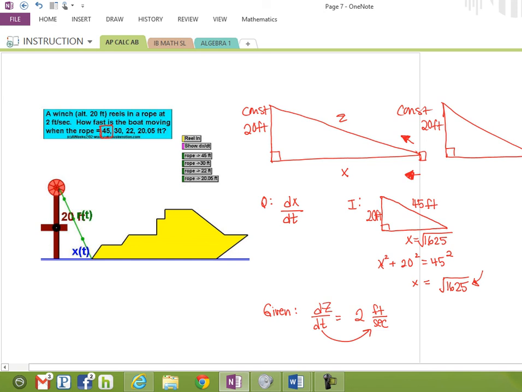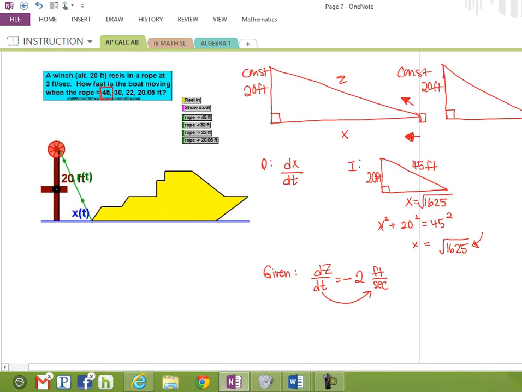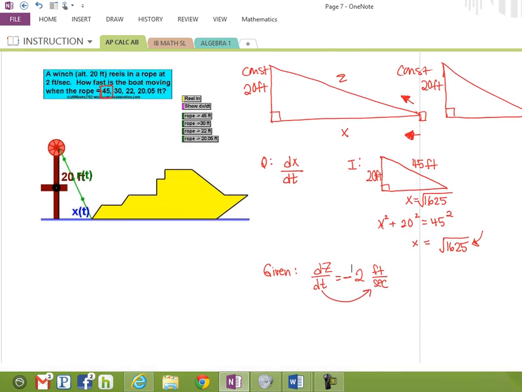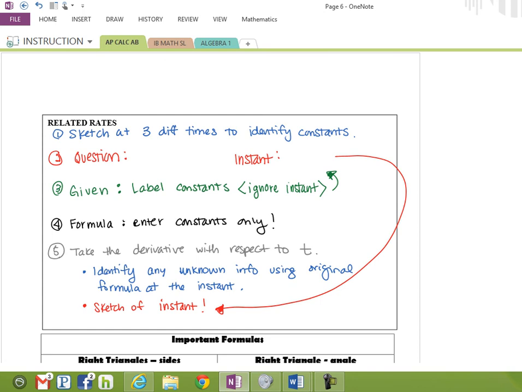It's reeling in, so now we know that it has to be negative because the Z value gets smaller and smaller because it's reeling in. Alright, I'm not going to worry about the 45 because we already figured that out in the instant, and I'm not going to worry about the 20 because that's already a constant we use. So the given is to look at any other information that was given to you. Alright, so now that we have all of that, now we're in the next step, which is to write our formula.